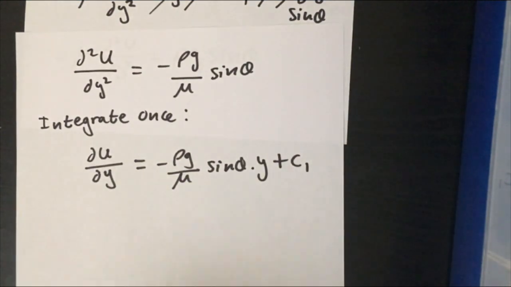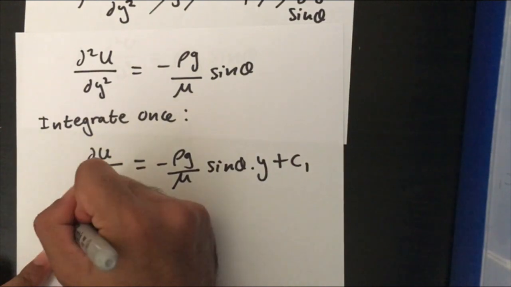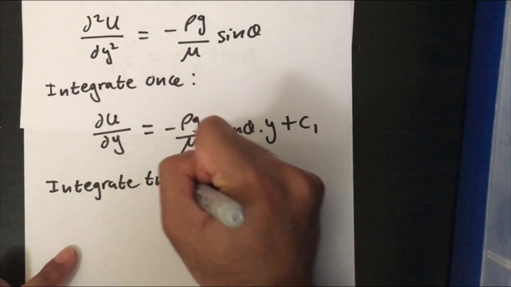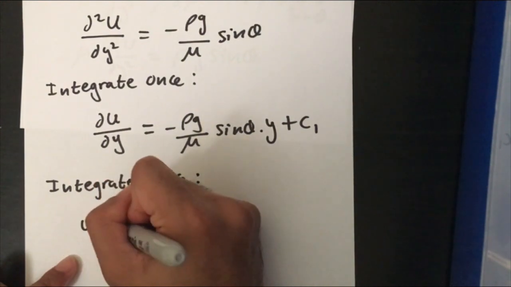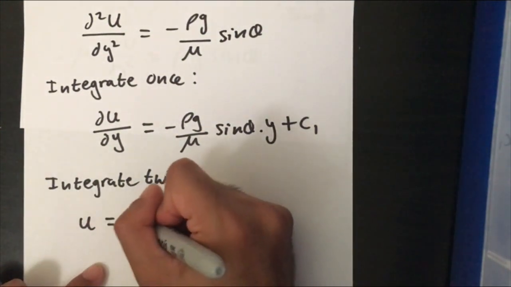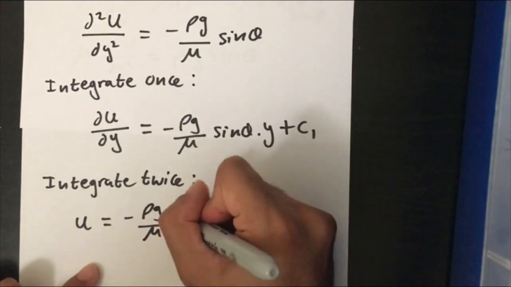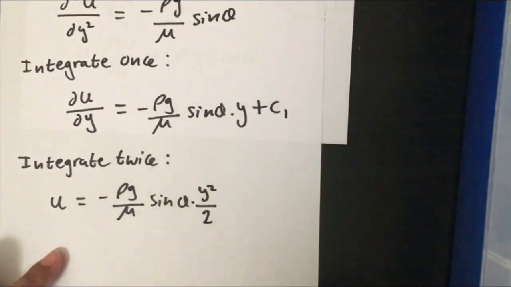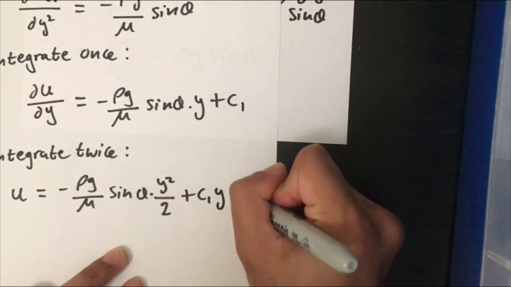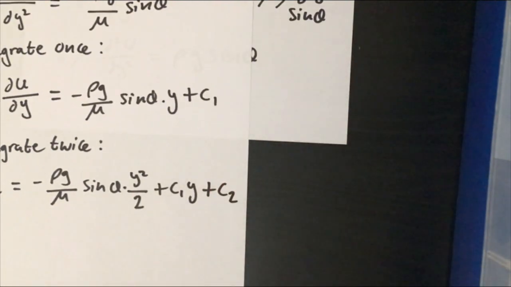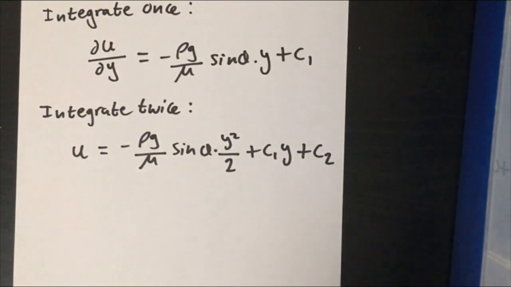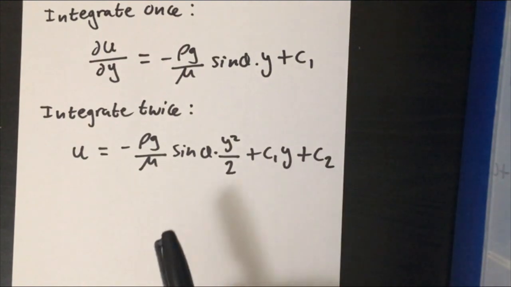So now to get u on its own, we can integrate a second time. So now we should get u equal to minus rho g over mu sine theta, y squared over 2, plus c1 y plus our second constant c2. Okay, so now we've got u on its own. We can establish some of the boundary conditions we discussed earlier to work out our constants c1 and c2.